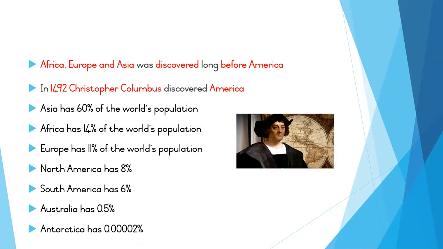North America in fourth position with 8% of the world's population. South America next with 6%. And then Australia with 0.5% of the world's population. So there's very little people in Australia. That's why it's quite easy for a lot of people to migrate to places like Australia, because they have space. Even Canada, but Canada is obviously not a continent on its own. And then Antarctica has the least population of 0.00002%. So that's some of the statistics.